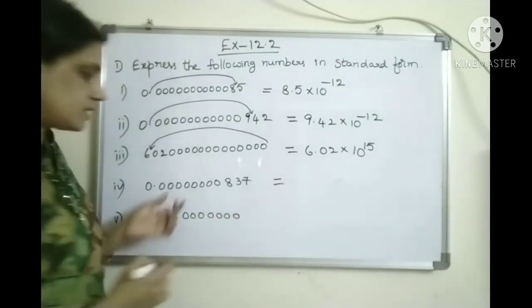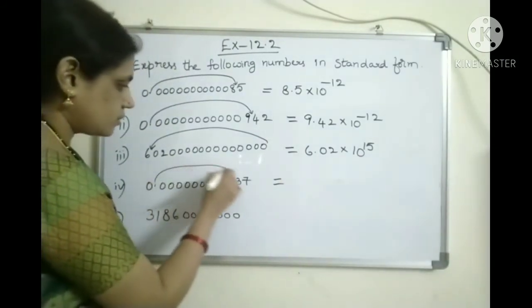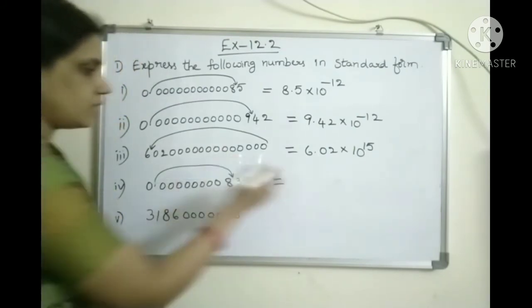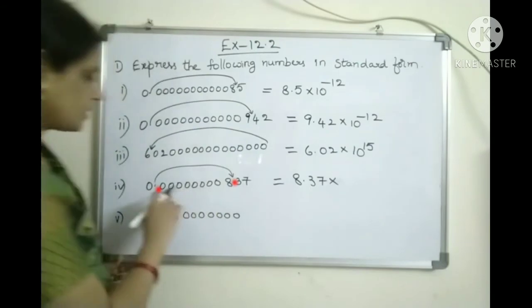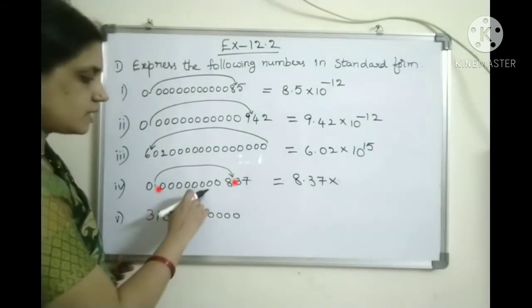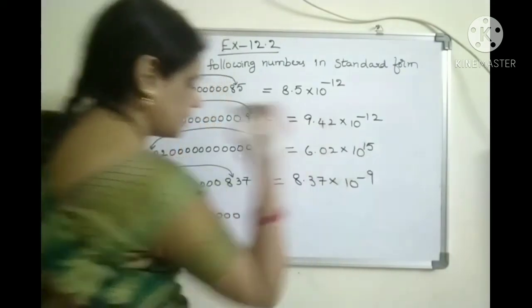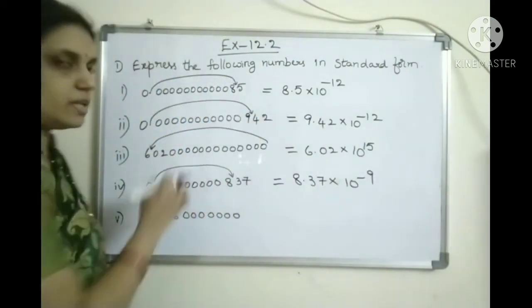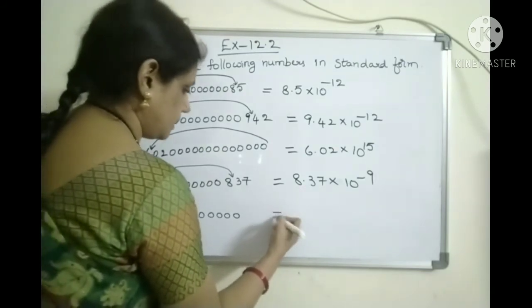Now the next number, this is a very small number. Decimal is moved from here to here. That means after 8. So 8.37 into 3, 6, 9. So 10 to the power minus 9. 9 places decimal we move to the right side. That's why into 10 to the power minus 9.